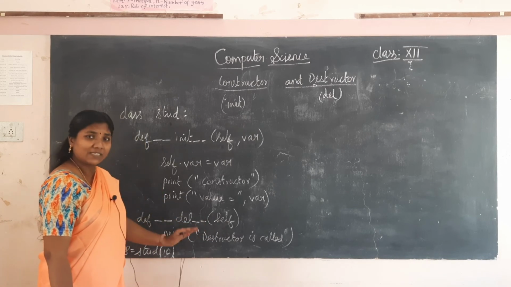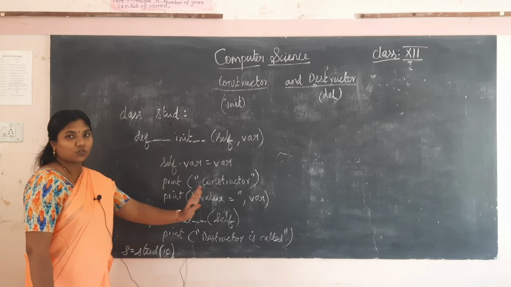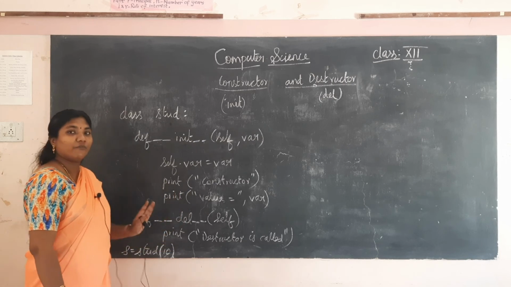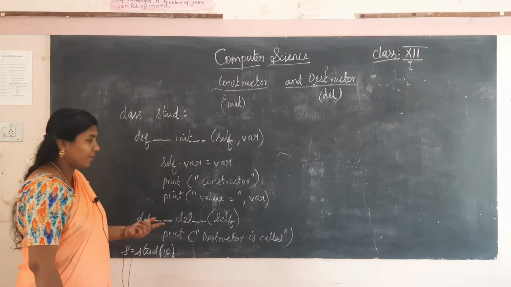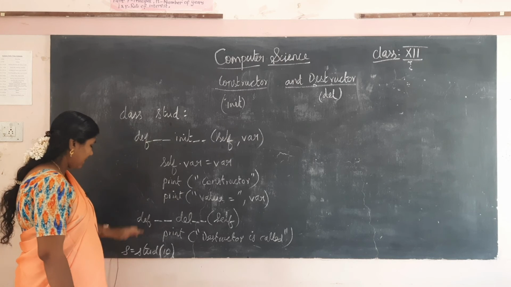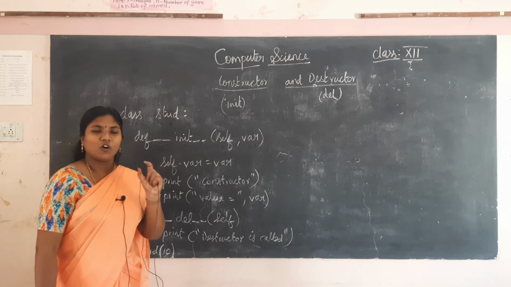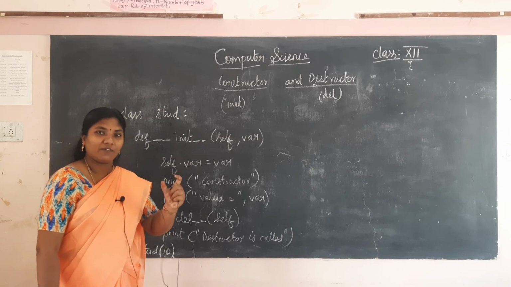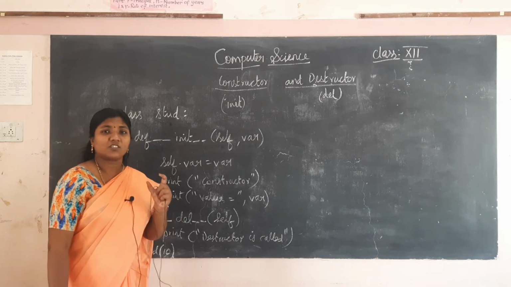This is a simple destructor. I have not given any argument, I am just going to print destructor is called. That statement has to be printed. When will the statement get printed? Once you come out of this class scope. So first, s is equal to student 10. You have seen the scope of a global variable and the scope of a local variable. Similarly, what is the scope of a class?